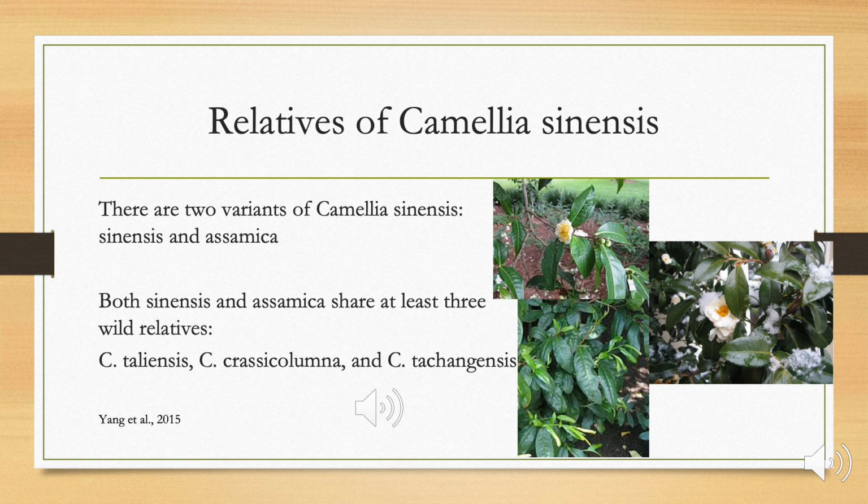Next, we will discuss the relatives of the Camellia sinensis. First, there are two variants of Camellia sinensis. There's Sinensis and Assamica, and both the Sinensis and Assamica share at least three wild relatives. Here, I might butcher their names, but it's C. thaliensis, pictured to the top, C. crassicolumna, which is off to the right, and then C. takangensis, which is underneath.